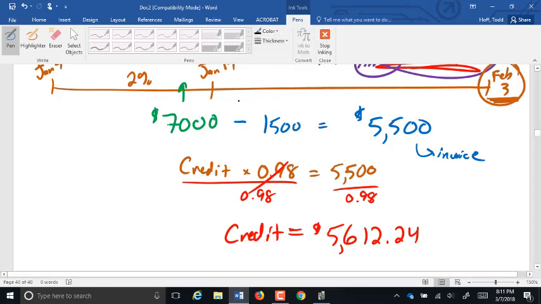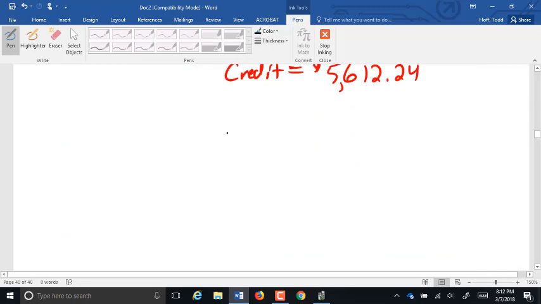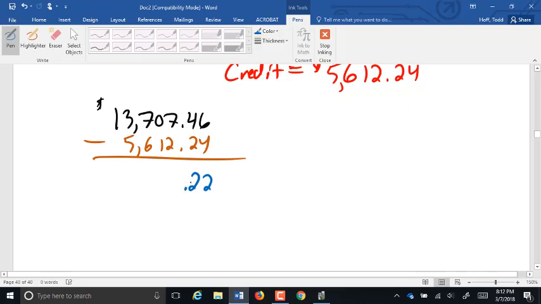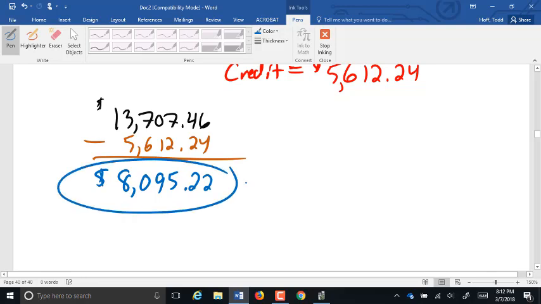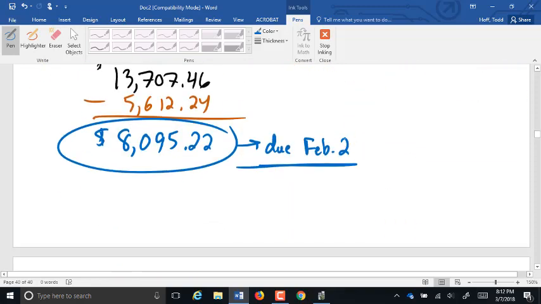So we take the invoiced amount, $13,707.46, and we are going to subtract $5,612.24 to get a balance due of $8,095.22 due by February 2nd. 3rd? It is 3rd, thank you. February 3rd.